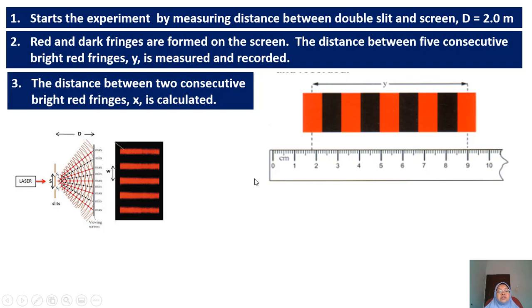Okay, so this is the experiment that we can do. What we do is first we get the pattern just now, and then we calculate x. So what we have is red bright fringes and dark fringes alternately, and they are uniform. Okay, so we can calculate x. First, y is the distance from here to here, which means 9 minus 1.8, and then you have to divide by 4 because you have 1x, 2x, 3x, here is 4x. So 9 minus 1.8 divided by 4, this is 1.8 centimeter.